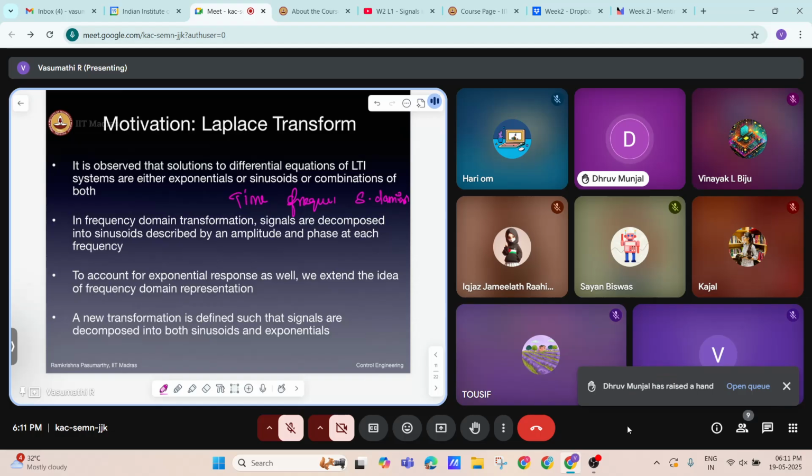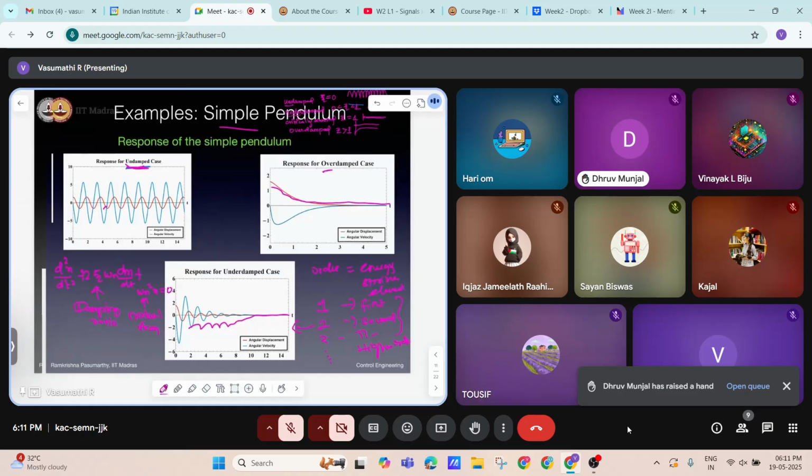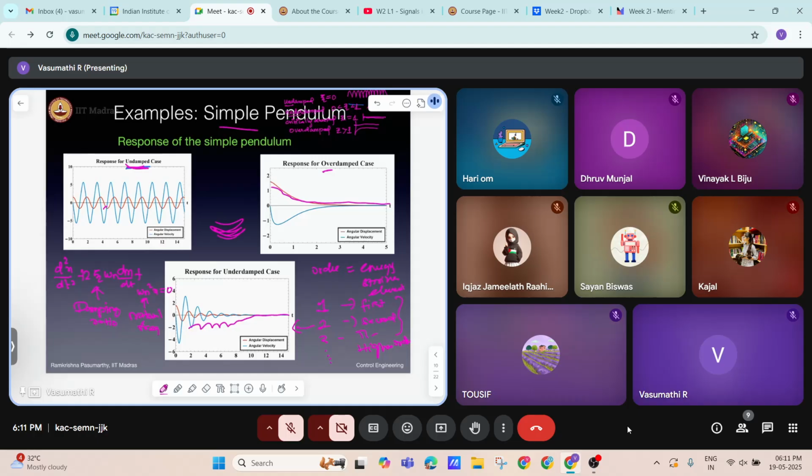Dhruv, do you have any doubt? That doesn't relate to the undamped or overdamped case. Natural frequency is how efficient it is. For example, if it is oscillating too much, at what frequency it is oscillating is represented by the natural frequency, that's it. But that doesn't decide whether the system will be undamped, overdamped, critically damped, or underdamped. Dhruv, is it clear?